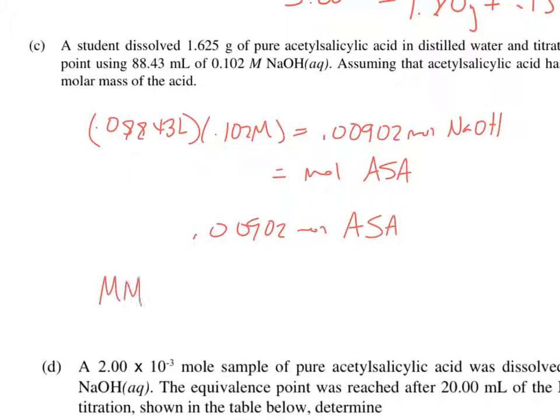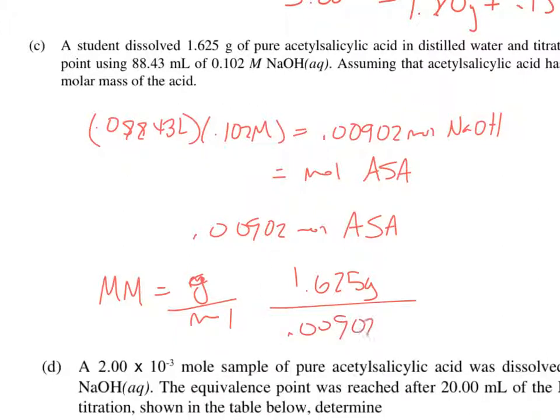Molar mass is defined as grams of substance per mole, and the grams of substance says the student dissolves pure acetylsalicylic acid of 1.625 grams, and I knew by stoichiometry that number of grams is equal to this many moles of NaOH, so I can divide by 0.00902 moles, grams per mole, and I get a molar mass of 180 grams per mole of acetylsalicylic acid.